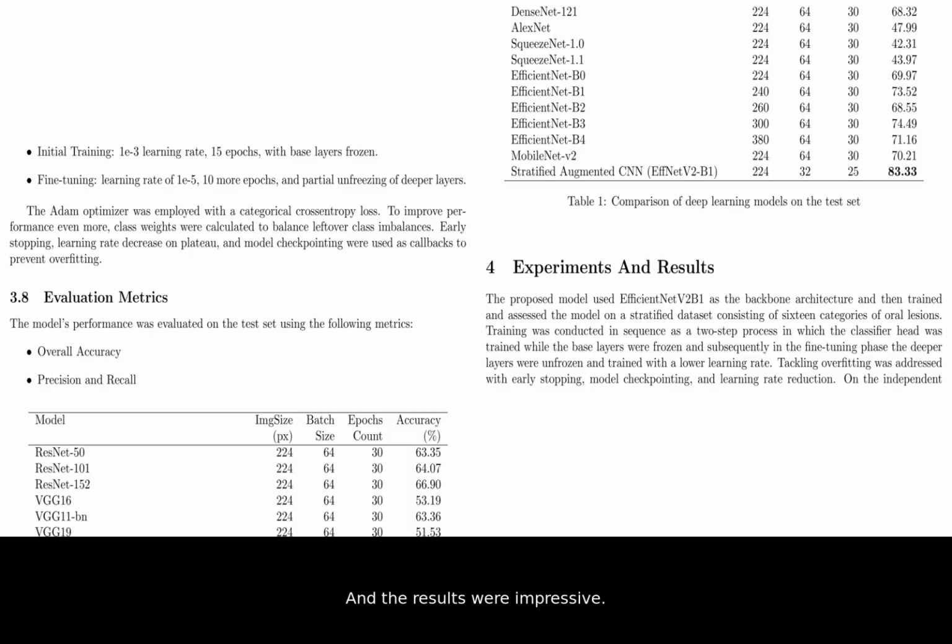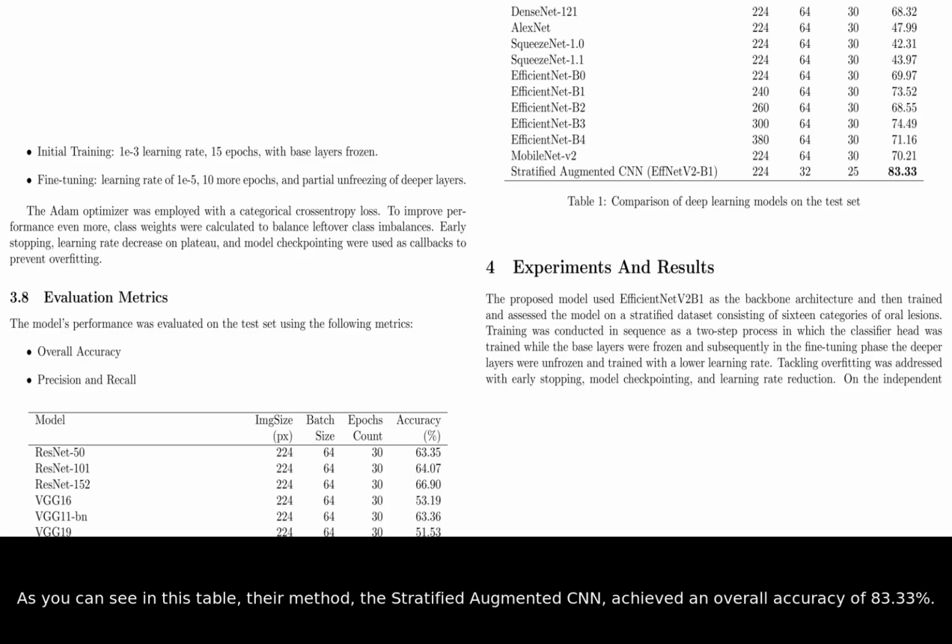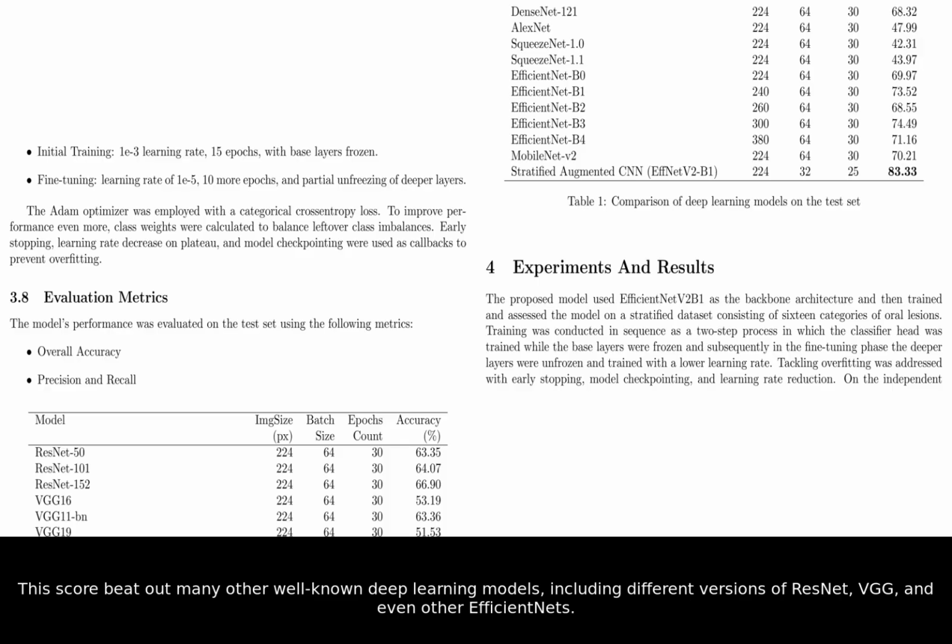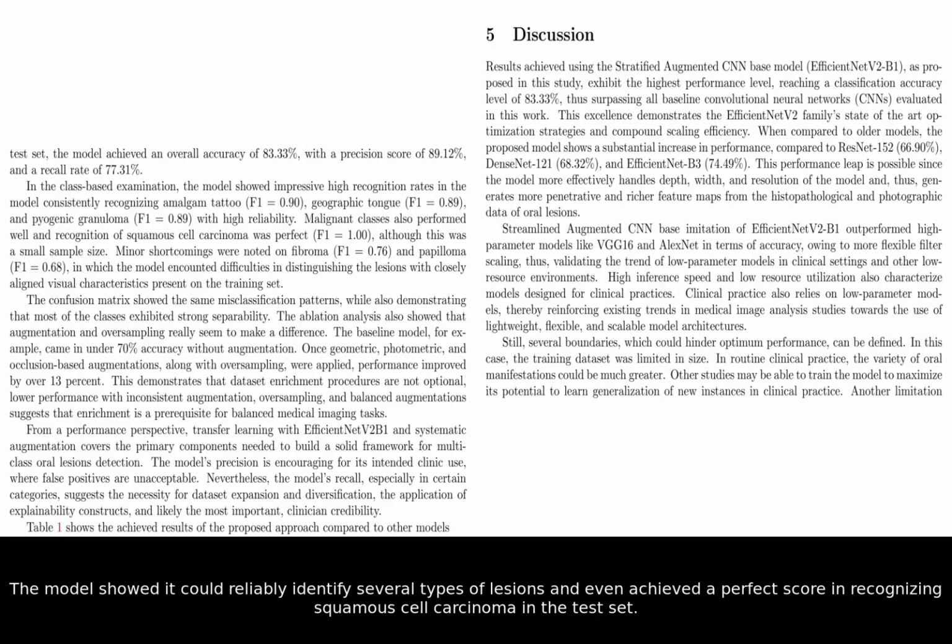And the results were impressive. As you can see in this table, their method, the stratified augmented CNN, achieved an overall accuracy of 83.33%. This score beat out many other well-known deep learning models, including different versions of ResNet, VGG, and even other EfficientNets. The model showed it could reliably identify several types of lesions and even achieved a perfect score in recognizing squamous cell carcinoma in the test set.